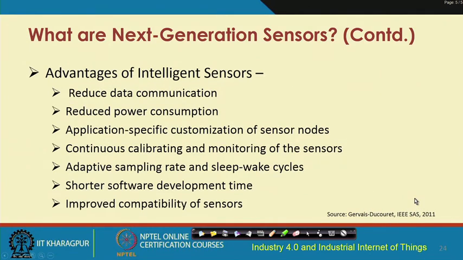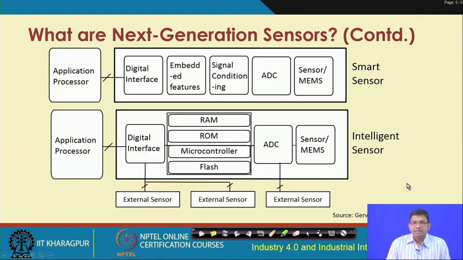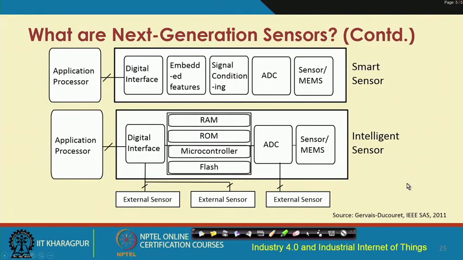So, there are obviously different advantages of these intelligent sensors in terms of reduced data communication, reduced power consumption, shorter software development time, improved compatibility of sensors, possibility of continuous calibration and monitoring of these sensors. These are the different advantages of these intelligent sensors, and that is why these are very attractive.